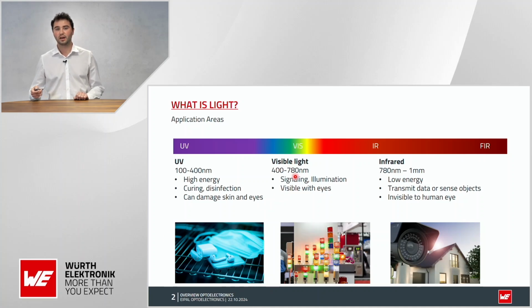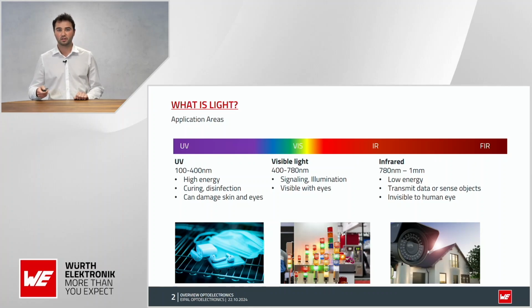Visible light is what we see with the eye, so it is really useful for signaling, whether something is on or not, or for illumination, of course white LEDs for illuminating a room. The UV, because it has a higher energy, you can use for curing applications such as some glues, or if you go to UVC at 270 nanometers, the energy is so high that you can use this light for disinfection.